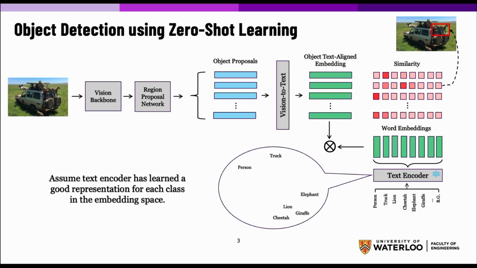So one assumption we make when we use zero-shot learning and we take these text encoders is that the text encoder has learned a good representation for each class in the embedding space. Like what I mentioned before, for example, person in the embedding space probably has a significant distance compared to things like giraffes, lions, and elephants. But you can see something like a lion and a cheetah may be close in the embedding space. And what contrastive learning does is it kind of enforces this relationship.